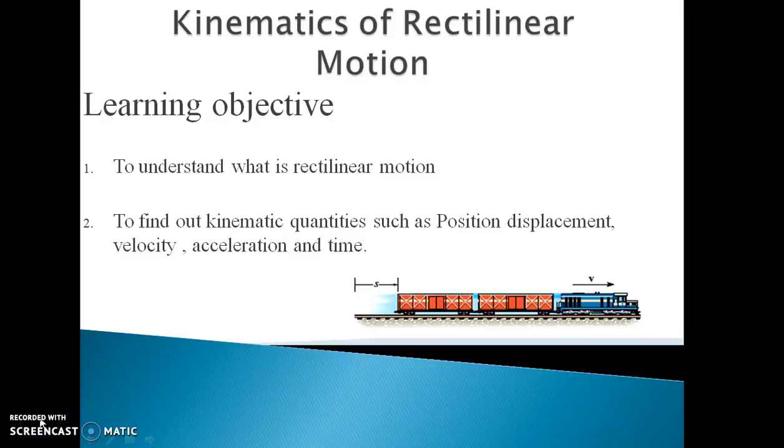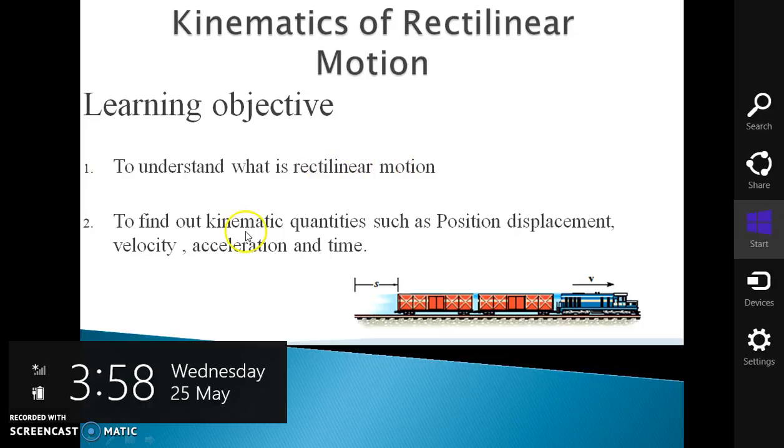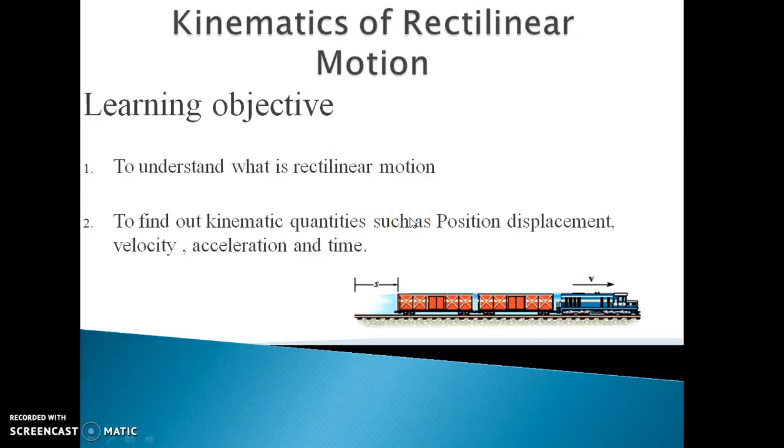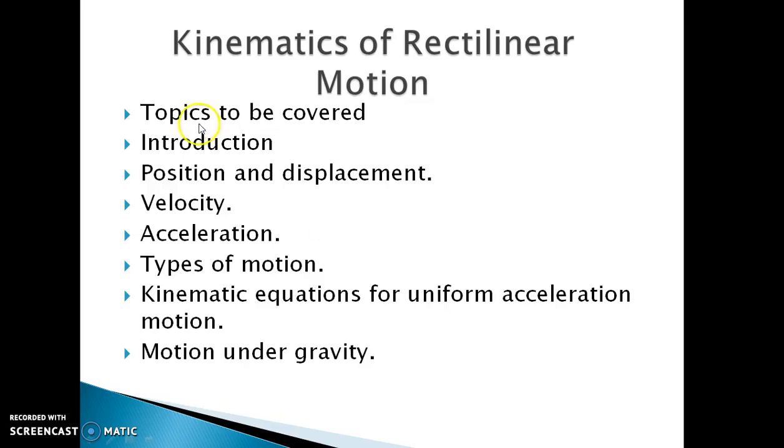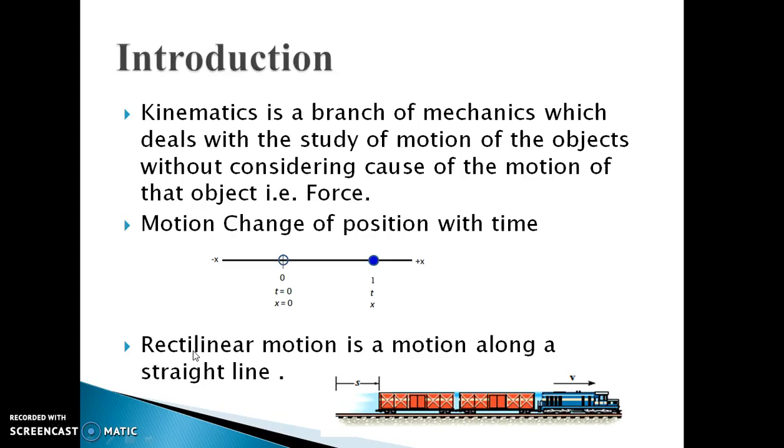In this video, we are going to discuss kinematics of rectilinear motion. Our learning objective is to understand what rectilinear motion is and to find kinematic quantities such as position, displacement, velocity, acceleration and time. We are going to cover these topics: introduction, position and displacement, velocity, acceleration, types of motion, kinematic equations for uniform acceleration motion, and motion under gravity.